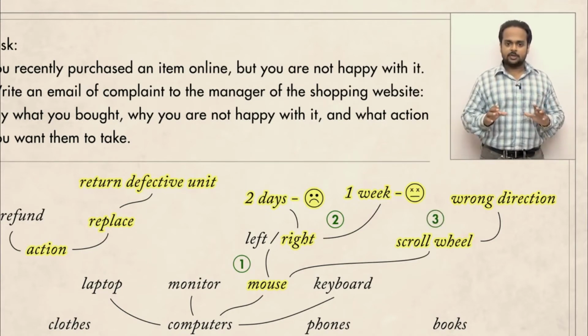Then I'd like to mention the scroll wheel. It's making the screen go in the wrong direction. And finally, I want the company to replace the mouse, and I can return the defective one. This is the outline we're going to follow for this email. A good outline should have all the ideas that you need, and it should be well organized. I think this is a pretty good outline, so with this, we move on to stage 3, write.